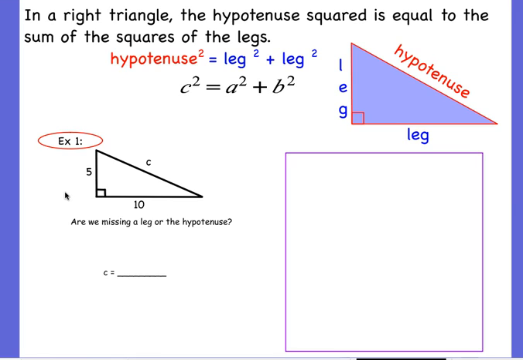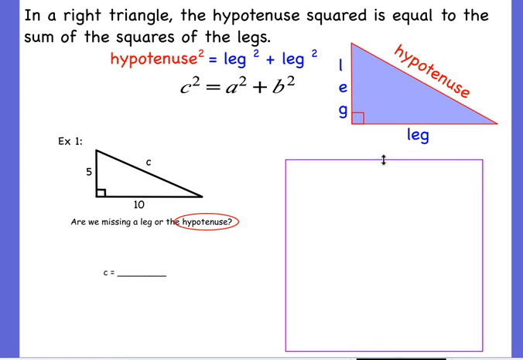Okay, so let's look at this example here. We have a leg that's 5 units, a second leg that's 10 units, and then we have this variable c. And the question is, are we missing a leg or the hypotenuse? Well, we have the 90-degree angle here, and opposite the 90-degree angle is the hypotenuse. And since that is where our variable is, that means that we are searching for the hypotenuse. Now let's substitute into our equation what we know.